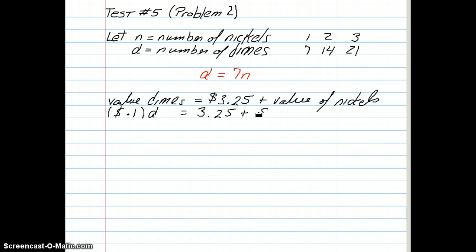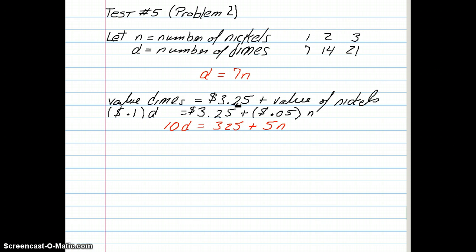Well, the nickels are $0.05. And if I have 2 nickels, I'll have 10 cents. 3 nickels, I would have 15 cents. So it's 5 times the number of nickels. Like I said, I changed all of this on my calculations to be pennies. So mine came out to be 10 cents times however many dimes I had was equal to 325 plus 5 times the number of nickels. This gave me my 2 equations.